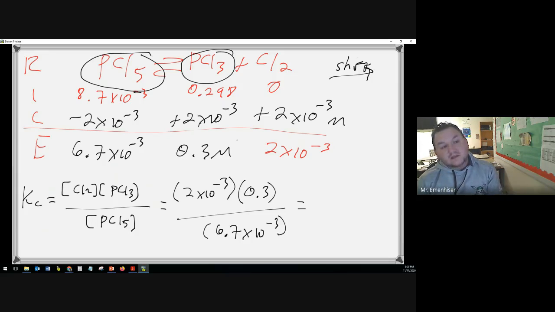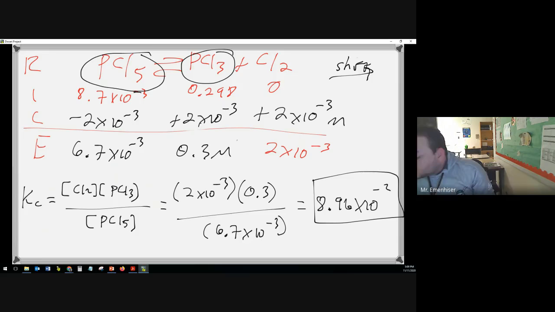Again, guys, please practice doing this. This one's not too bad because nothing's squared. So this is going to be 8.96 times 10 to the minus 2. And that'll be our K value at a certain temperature. All right, so that's 3.9.